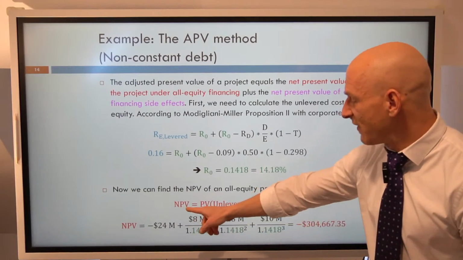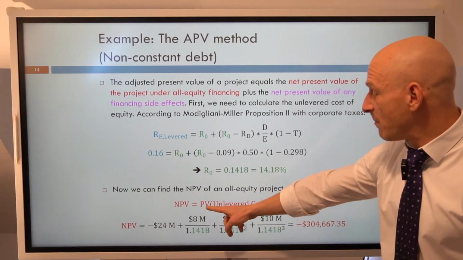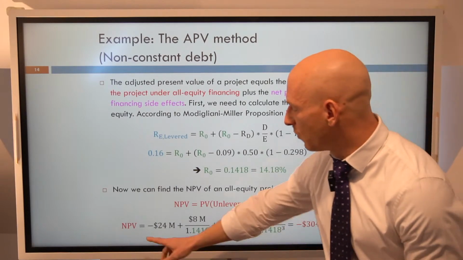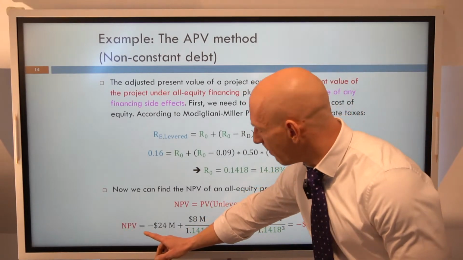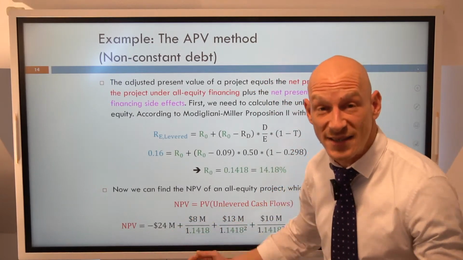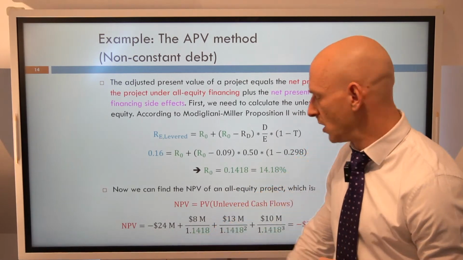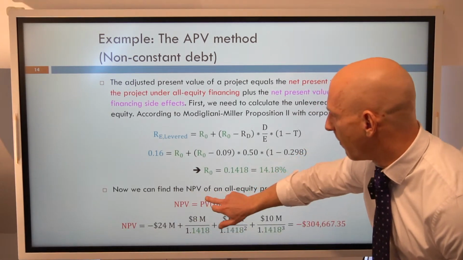What is the net present value of the base case? Well, it's simply the present value of the unlevered cash flows. So that's what we do. Net present value equals minus 24 million. That's the startup costs of the project. Initial minus. Plus, let me go back one slide.